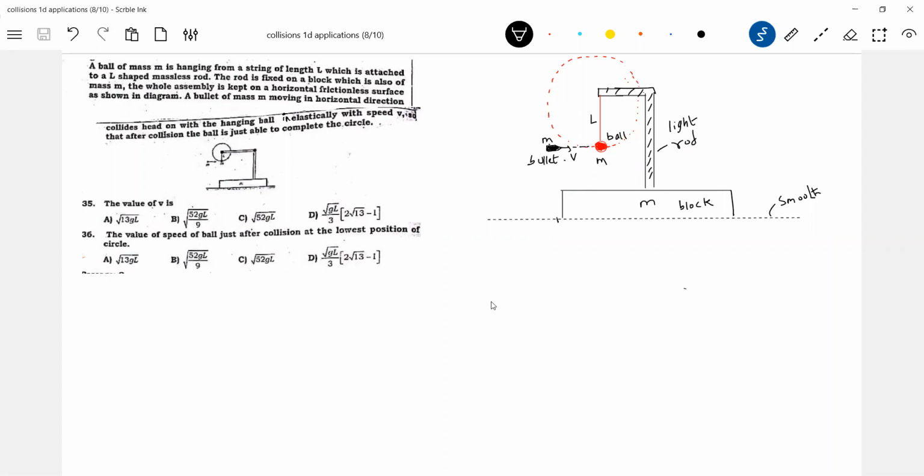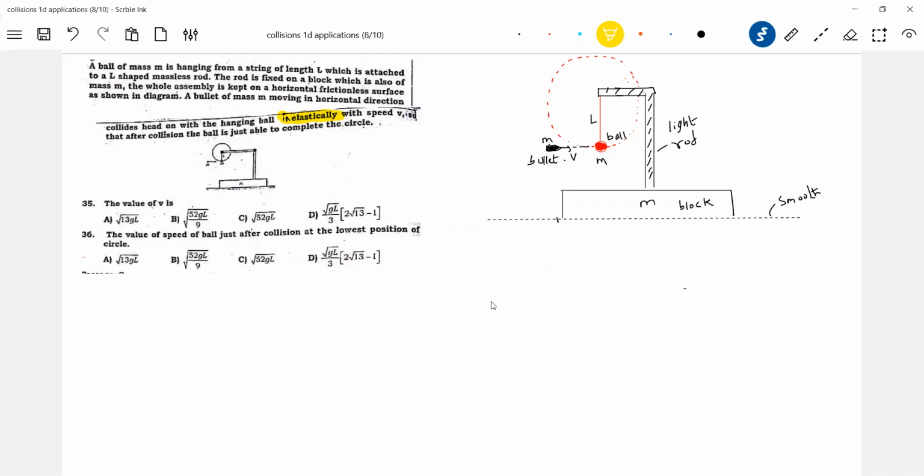The bullet will go in, collide with the ball, and get embedded in it inelastically, so that after the collision, the ball is just able to complete the circle. What should be the value of the velocity of the bullet, and the value of the speed of the ball just after collision in the lowest position of the circle?